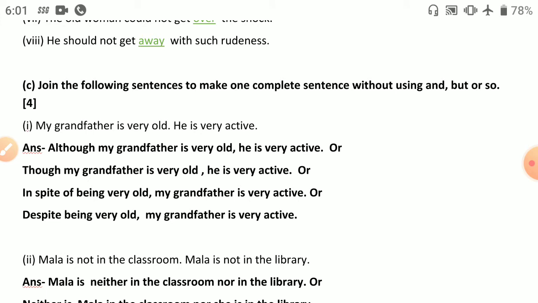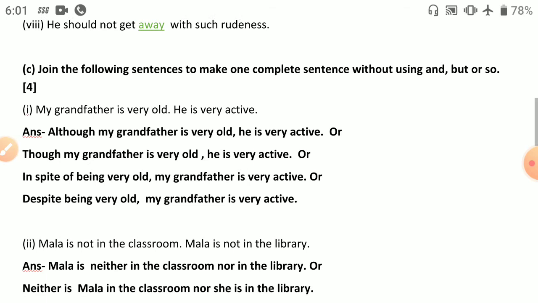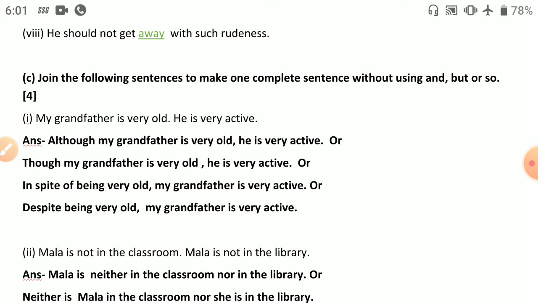My grandfather is very old. He is very active. Okay, so this is a contrast. Generally, when you are old, people don't expect you to be very active. So, contrast: although my grandfather is very old, he is very active.